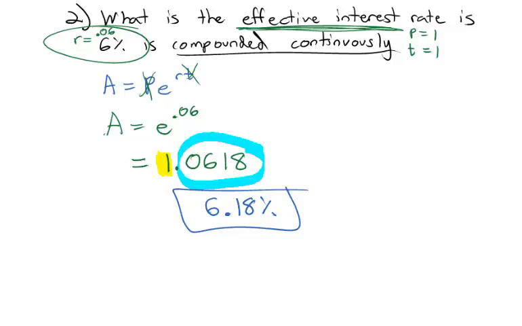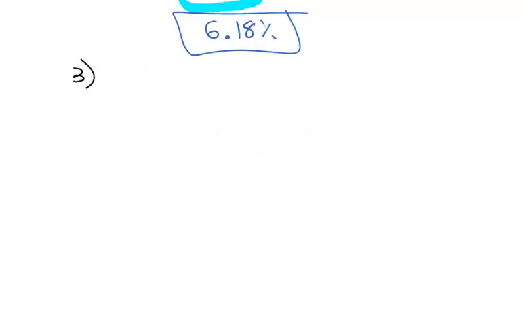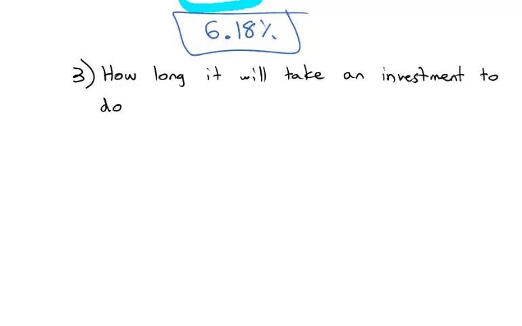Now, a question people are often interested in with investments is, how long is it going to take for my money to double? I've got $1,000. I want to double my $1,000. Okay, well, let's look at how long it will take an investment to double at 9% continuous interest.